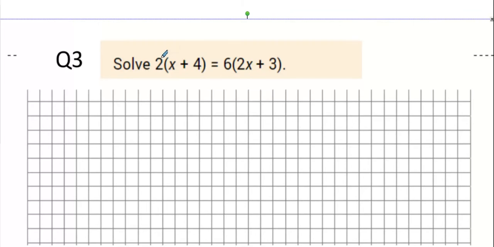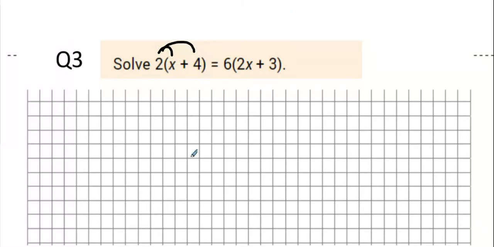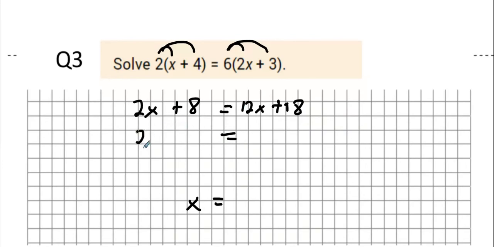Solve this. Well, multiply it out first. Solve questions always end with x equals something. So it's going to be 2x plus 8 equals 6 times 2x, which is 12x. 6 times 3 is 18. Move everything to the left. So move x's to the left, so it's 2x. The 12x is on the right. Move it to the left, it becomes minus 12x. The 8 is on the left, but move it to the right, it becomes minus 8.